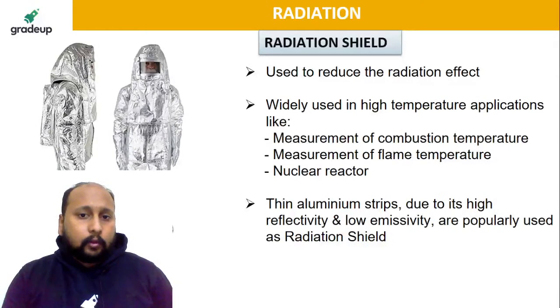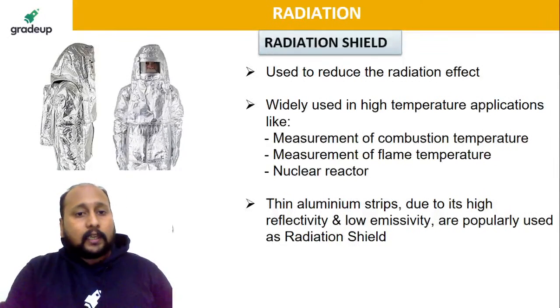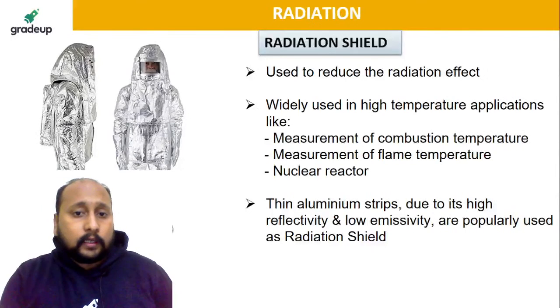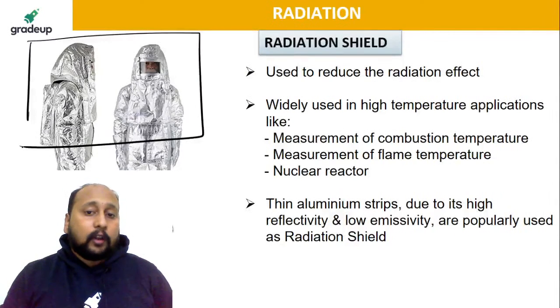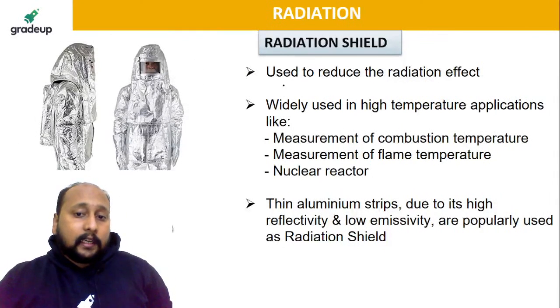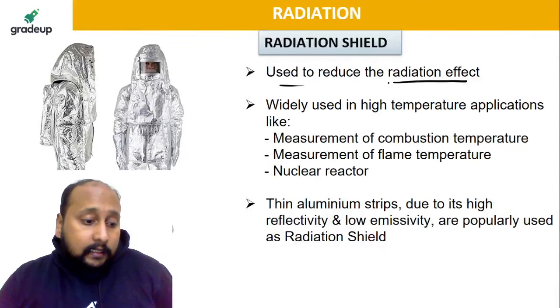Okay, so these are not the same, but we are using this type of clothes in the nuclear reactor, because this reduces the radiation effect. We call it a radiation shield. It is basically used to reduce the radiation effect, and it is very good.